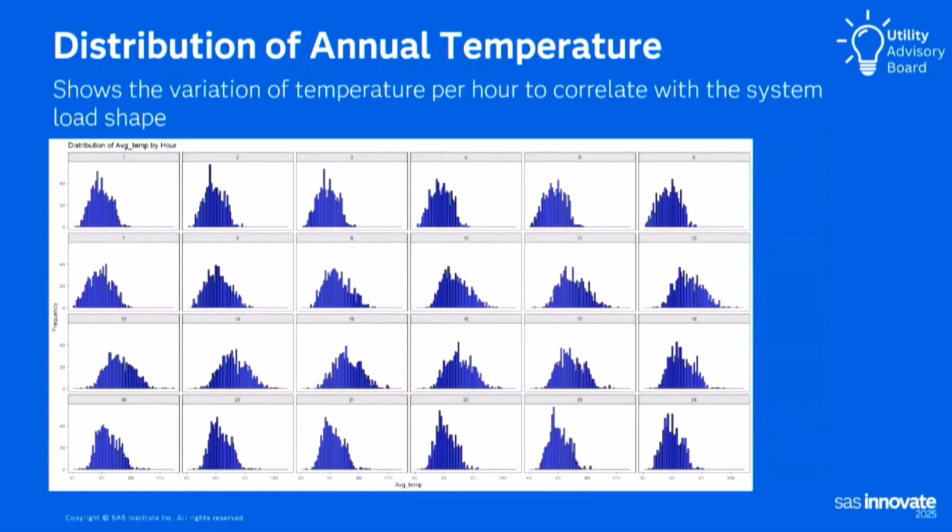Okay, so the graphs here show the hourly average temperature across all weather stations within the city. We're capturing temperature variations throughout the day, each one of those representing an hour. This data is crucial for understanding the impact of temperature on our system demand. So to analyze this, we created a 24-hour distribution of annual temperature data.